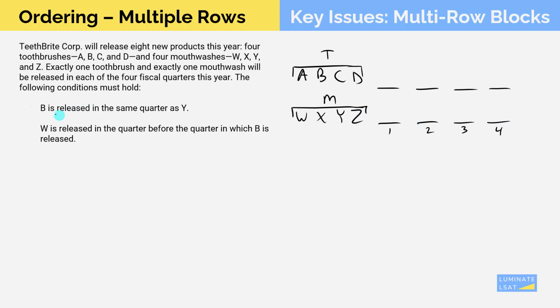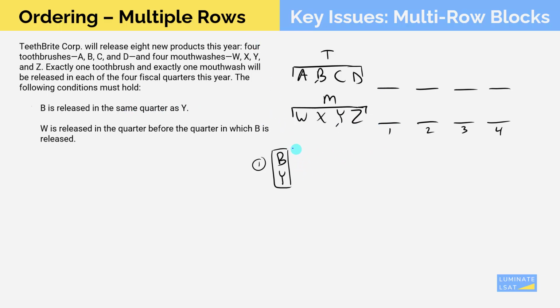The first rule here says B is released in the same quarter as Y. So B is a toothbrush, Y is a mouthwash. If they're in the same quarter, then that means they'll vertically appear in the same spot. So visually it's going to look like this. B is going to be directly above Y, no matter whether it's in 1, 2, 3, or 4. So that's how I want to diagram this first rule. This is a block that spans both of the rows here, and it's very common in this kind of game.